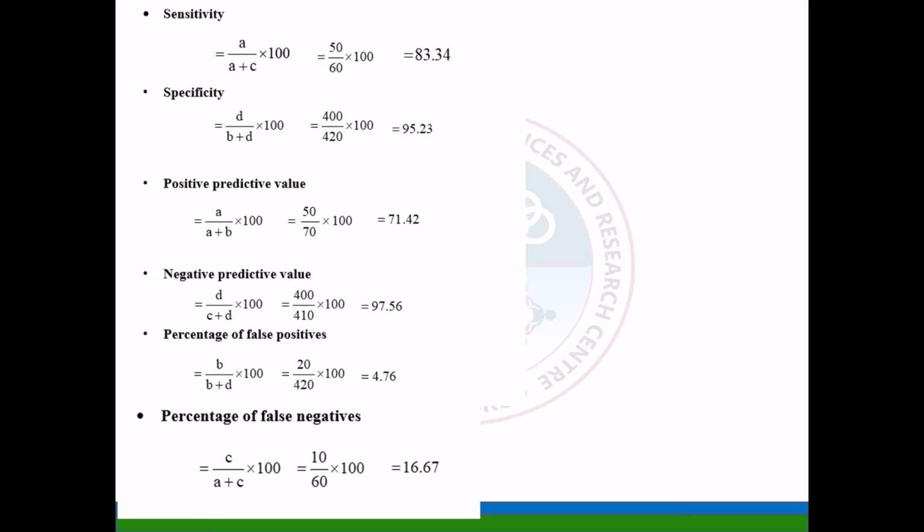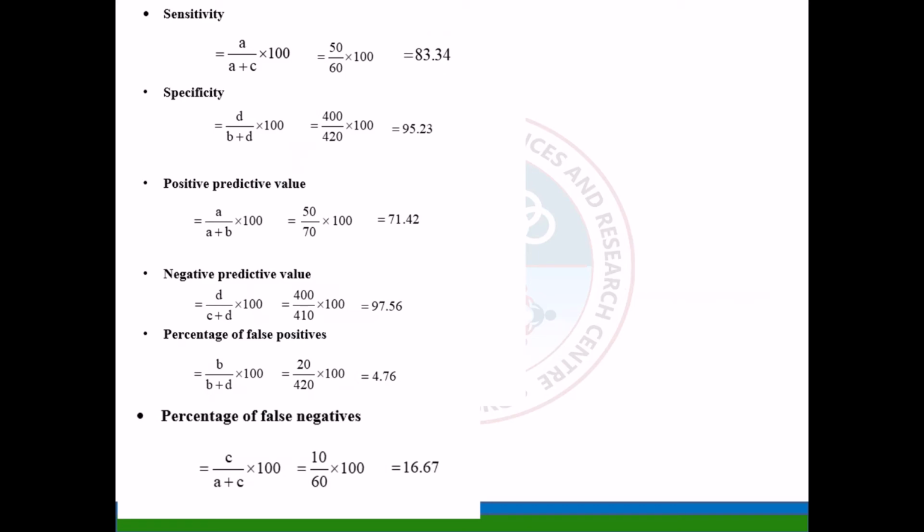Positive predictive value is A by A plus B into 100. That is A is 50, A plus B is 70, B is 20. Into 100 is 71.42. The positive predictive value is 71.42. Negative predictive value is D by C plus D into 100. That is 400 by 410 into 100. That is 97.57.